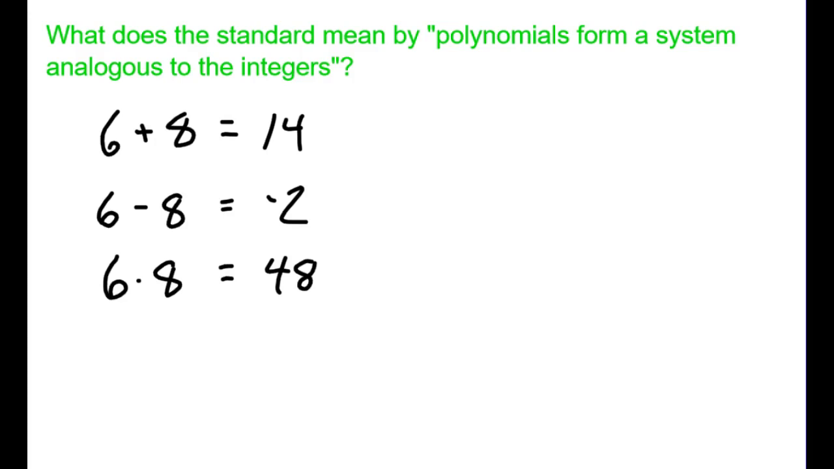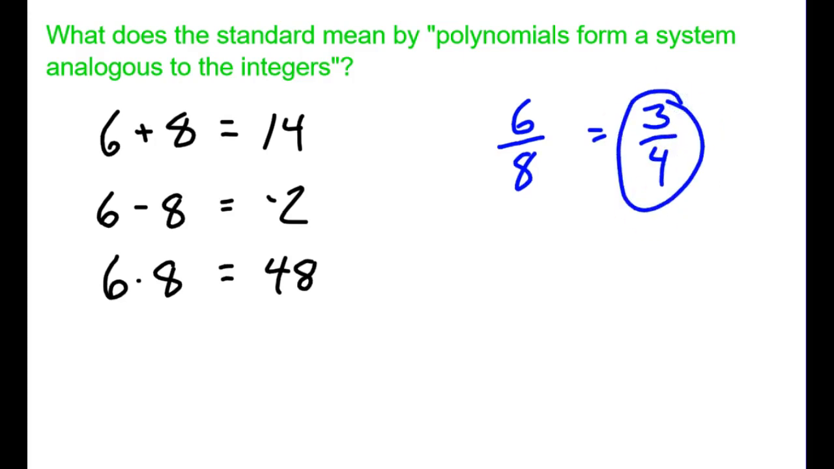Question before we move on: why does this not include division? Well, suppose we take these same two integers, 6 and 8, and I take 6 divided by 8. We know that will simplify down to 3/4. This is not an integer. So division is not closed for integers. If I take two integers and divide them, my result will not always be an integer. It might be a rational number.